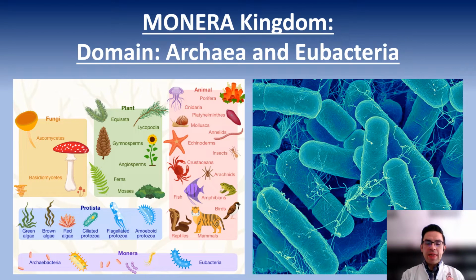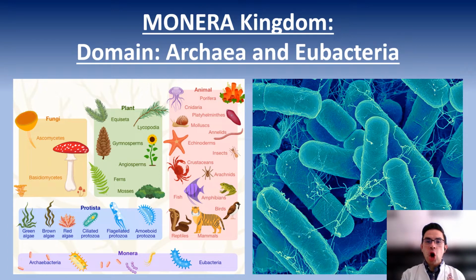Today we will see the main characteristics of Monera Kingdom. In here, I need you to really remember the history of taxonomy. First, remember that Robert Whittaker divided these 5 biological kingdoms and established the name of Monera to talk about bacteria.